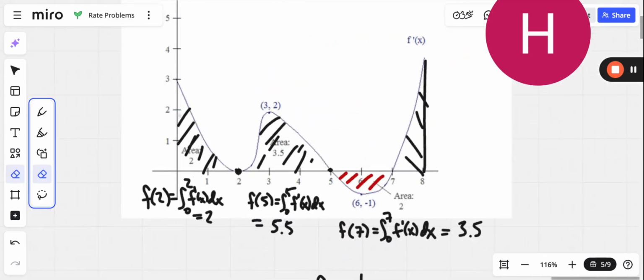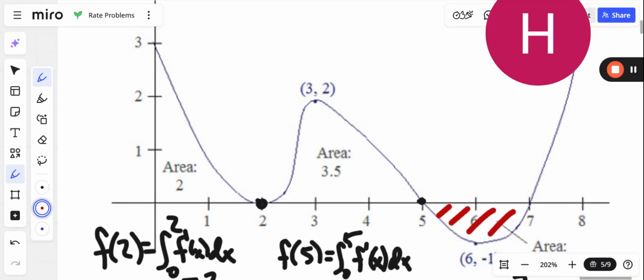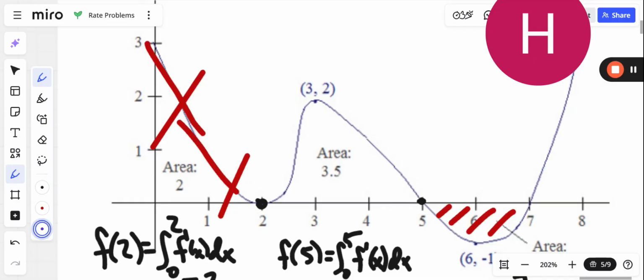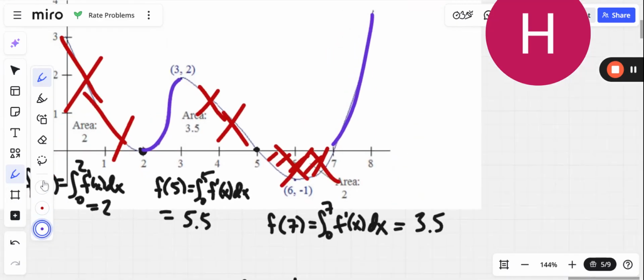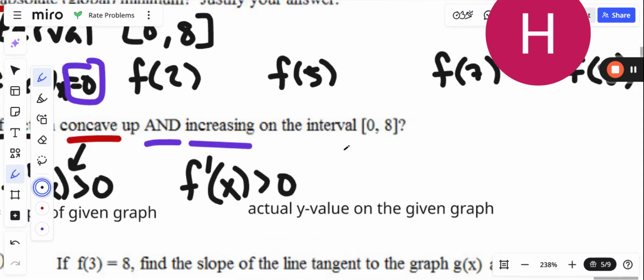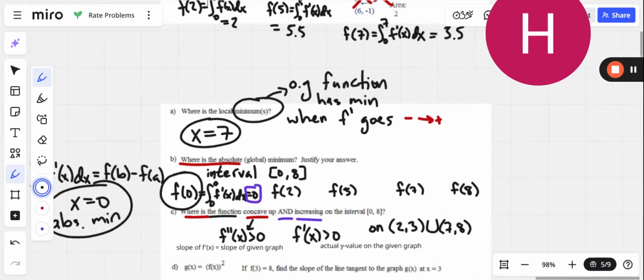In fact, I'll erase some of this stuff now, just so that we have a little bit better visual. We want the graph to be positive and the slope to be positive. So not any of this. This looks good. This is going down. We don't want any of this. This is negative. We don't want any of this. But this is positive and going up. So we're going to take those two intervals. We can say that this happens on the interval from 2 to 3 and the interval from 7 to 8. And that'll do it.